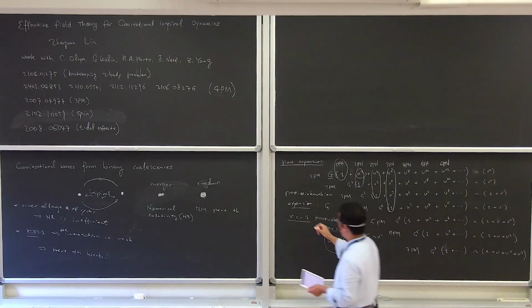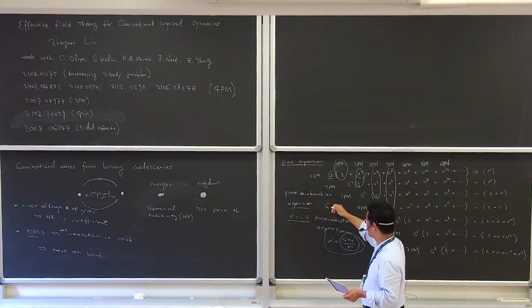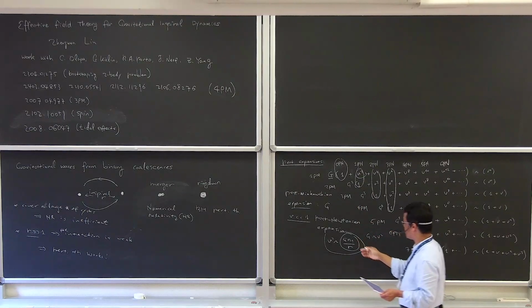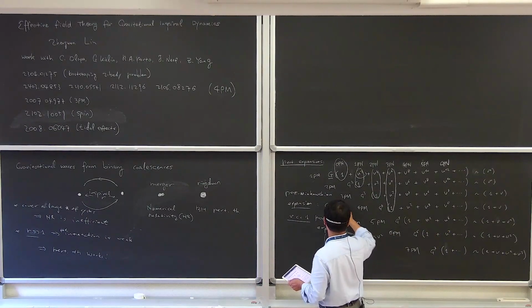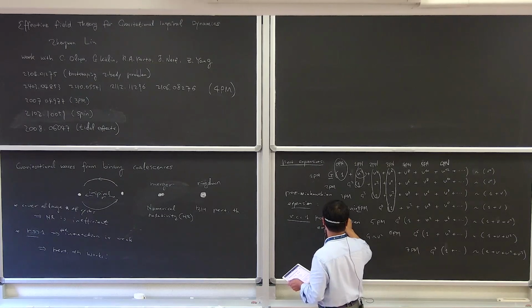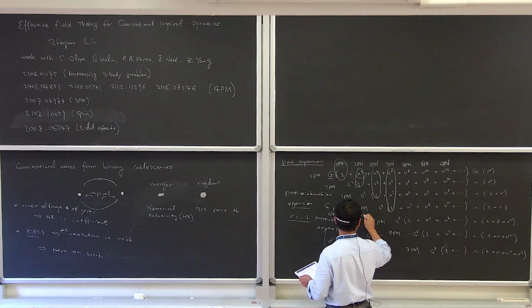The property of the post-Minkowski expansion is that it works for any values of v. So it's purely relativistic. That means the QFT method works perfectly. I will show you later.